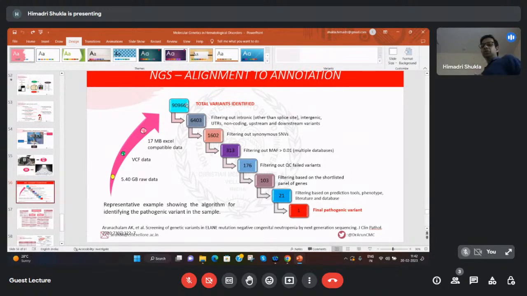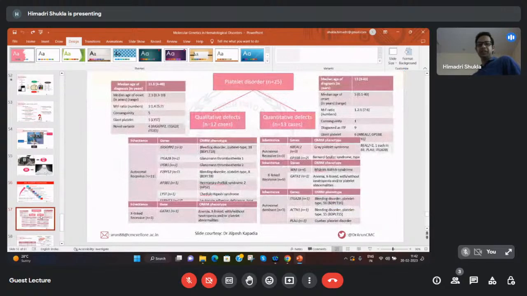So what we have to do is apply various filtering criteria based on multiple parameters. I'm not going into those details. And eventually we come down to that single variant which is going to explain the disease in the patient. So basically, this is what the NGS analysis means. And there are different areas where it has made a huge impact. If you had attended yesterday, this was one of the posters there from one of our fellows on how it has changed our approach to platelet disorders.